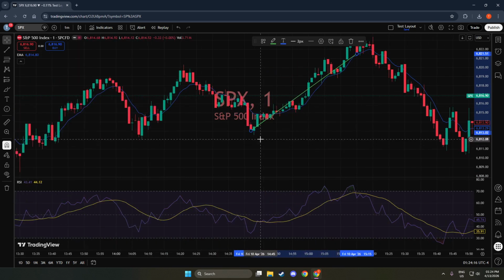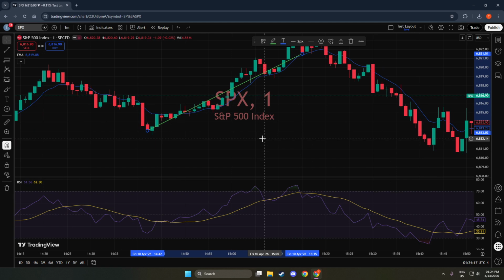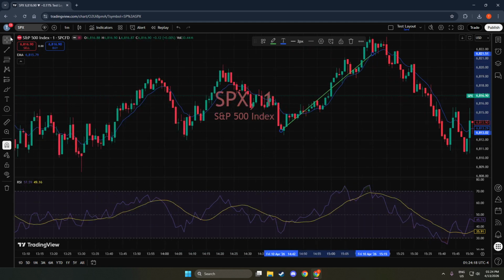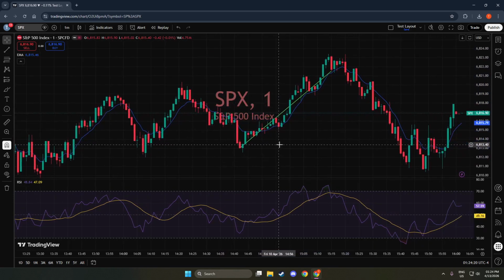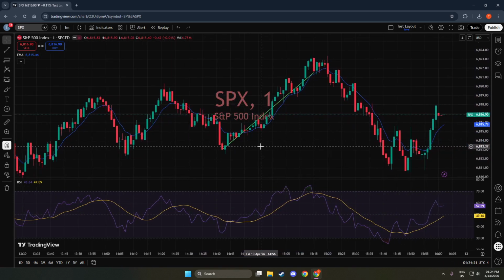That's the workflow. Identify the trend, draw support and resistance, and add one or two indicators to validate the story on your chart. Keep it simple, stay consistent, and your analysis will become clearer and faster over time.